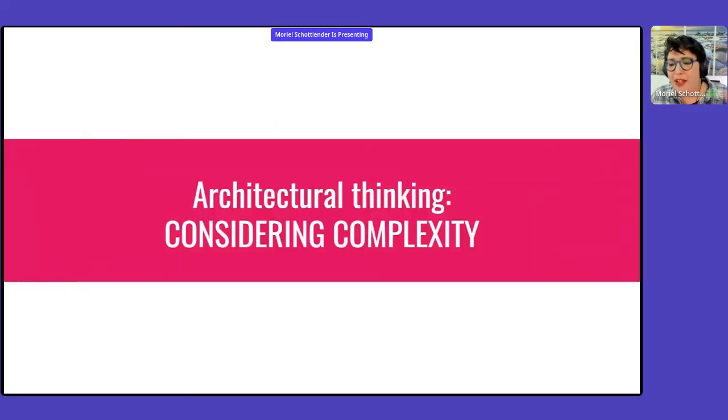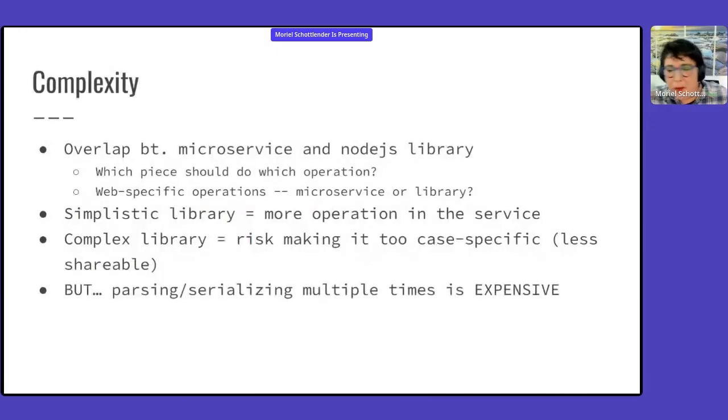But then we need to consider complexity. So there is a little bit of overlap between the microservice and the Node.js library here. So what do we do about this complexity, right? I have an overlap here. Which piece should do what? Should the microservice always do the web-specific stuff? It sounds right.